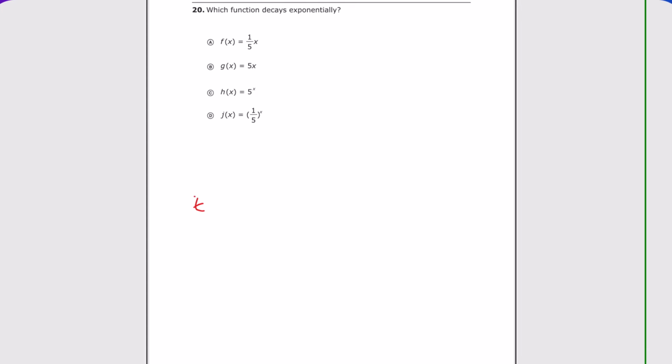Question 20. Identifying exponential decay. Exponential decay happens when the base is between 0 and 1. The function f of x equals 1/5 to the power of x gets smaller as x increases. That matches choice D, which represents exponential decay.